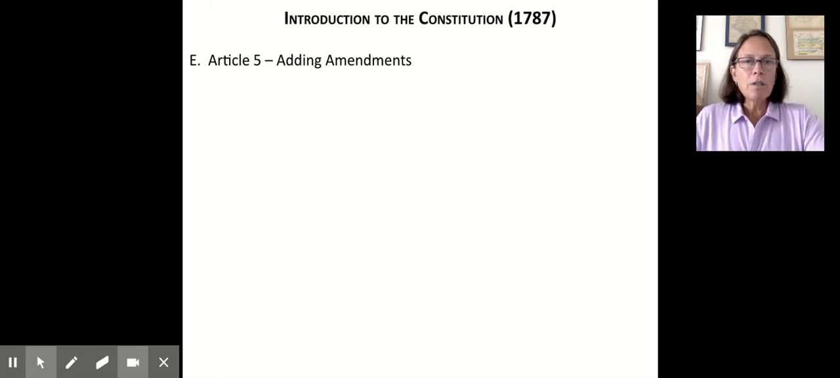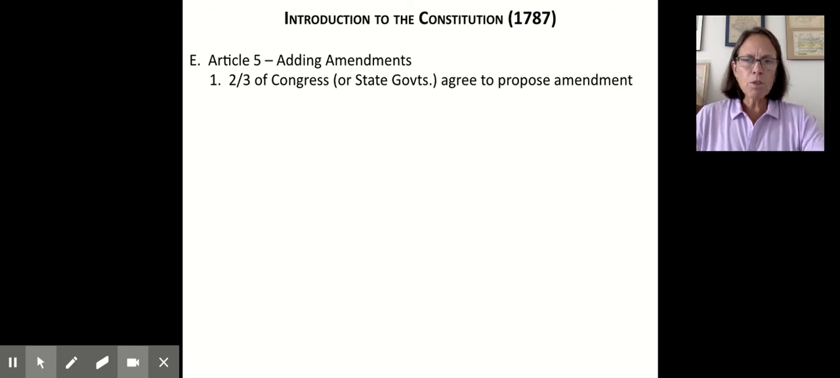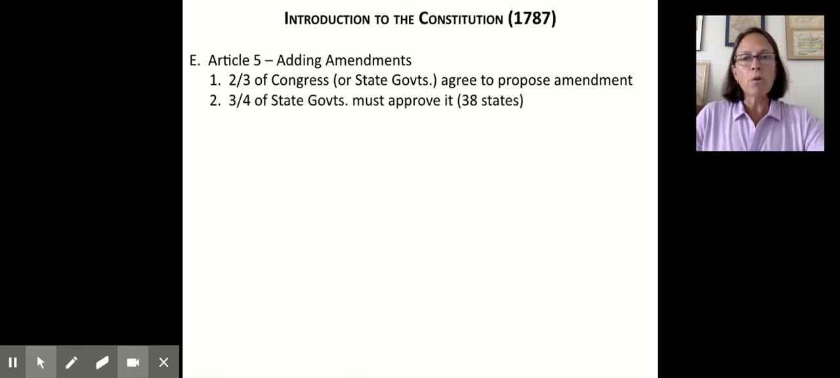For the Constitution, they didn't make it so easy that we'd be changing it every 10 minutes, but they also did not make it impossible. So the first step in adding an amendment is that 2/3 of the Congress or state governments have to agree to at least propose the amendment to look at it. And then in order for it to be ratified and added to the Constitution, 3/4 of the state governments have to approve it, and that is 38 states out of 50.